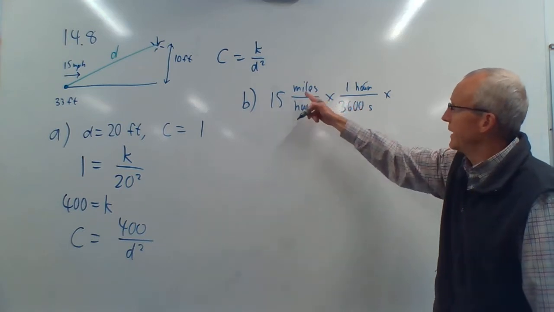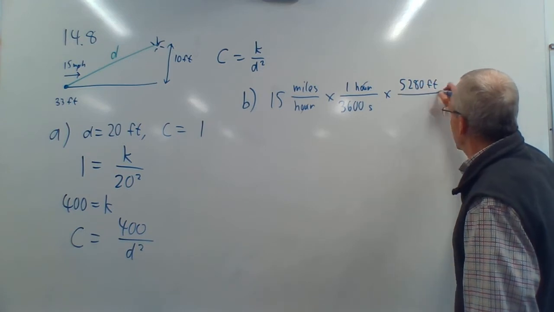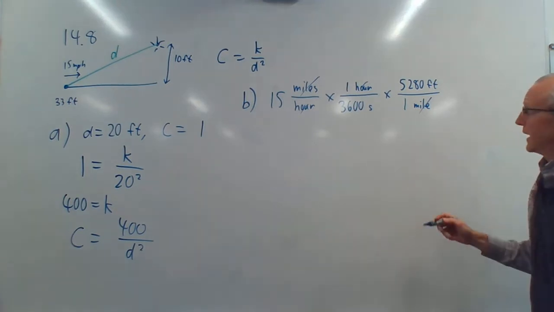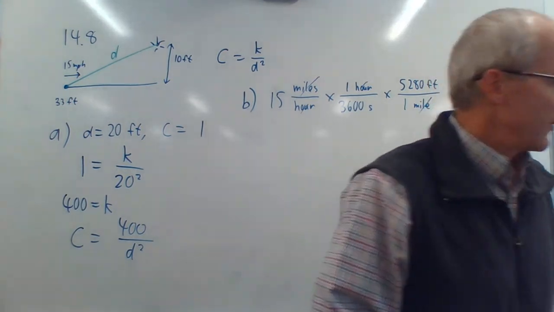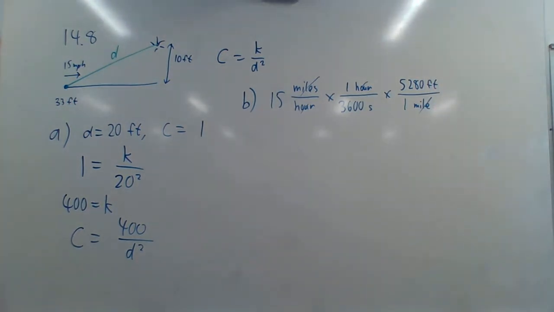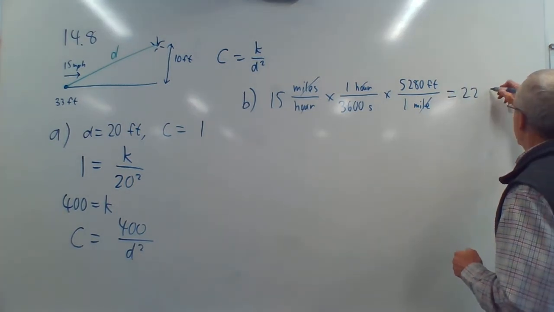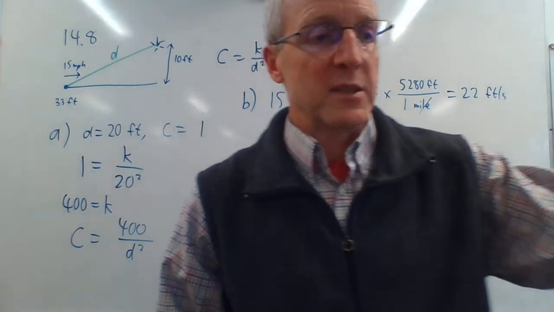Now we want miles in feet, and I remember that 5,280 feet is the same thing as 1 mile. And again, I know I did it right because the miles cancel, and we're left with 5,280 divided by 3,600 times 15. And if you put that on the calculator, 5,280 divided by 3,600, you get exactly 22. They must have done that on purpose to make our life easy. Because what are the chances, right? So it's 22 feet per second. Nice, pretty number. Okay, that's not the answer for part B. That's just what we had to figure out.